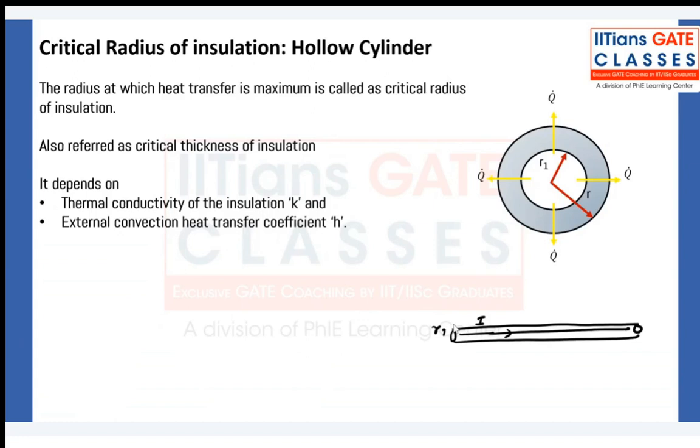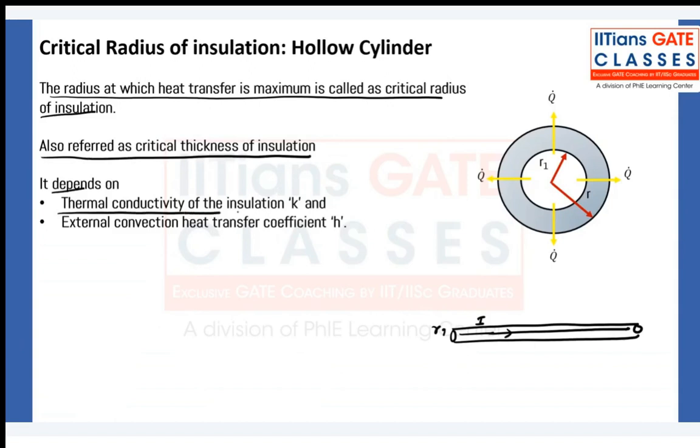Okay. The radius at which heat transfer is maximum is called the critical radius of insulation. It is also referred to as the critical thickness of insulation. It depends on the thermal conductivity of the insulation, K, and the external convective resistance, the heat transfer coefficient H. Now, how do you get this?